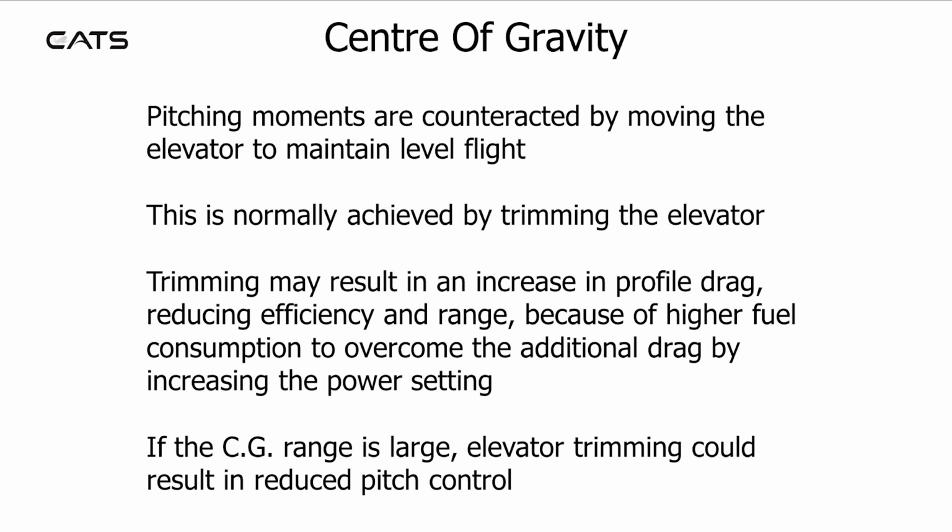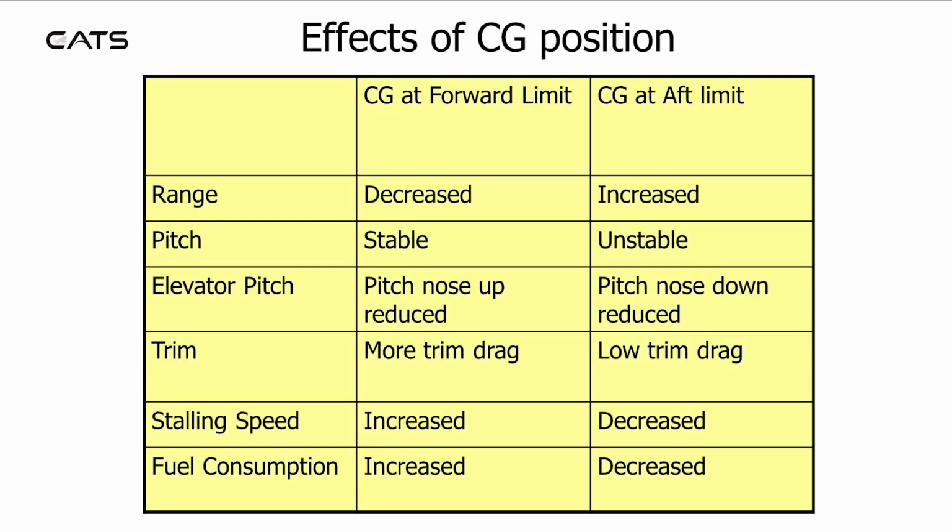Pitching moments are counteracted by moving the elevator to maintain level flight. This is normally achieved by trimming the elevator. Trimming may result in an increase in profile drag, reducing efficiency and range because of higher fuel consumption to overcome the additional drag by increasing the power setting. If the CG range is large, elevator trimming could result in reduced pitch control.